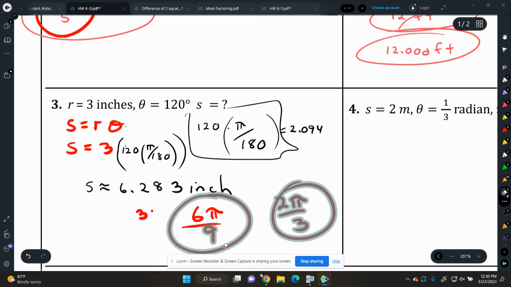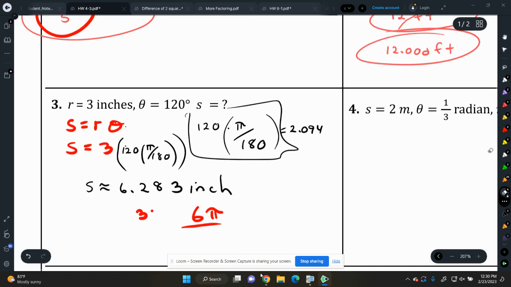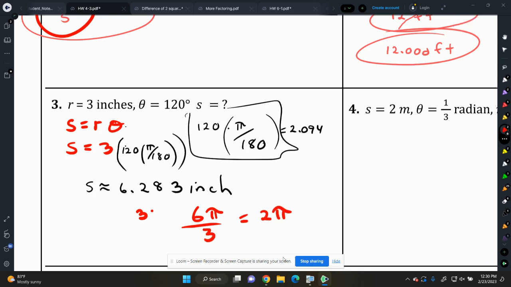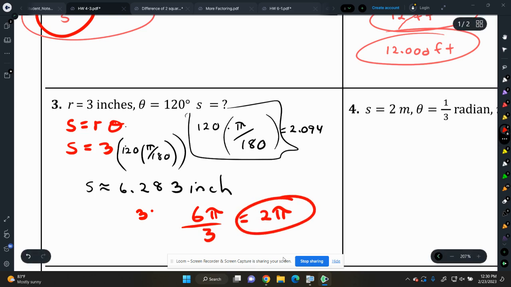6 pi over what? Yeah, 6 pi over 3. That makes more sense, because 2 pi is 6.283. Okay, so if they're asking for an exact value, you should leave it like that.